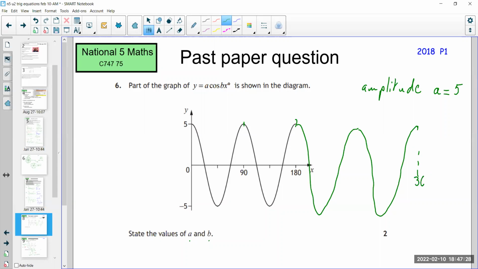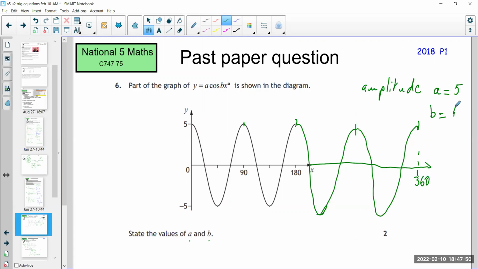So that is the B. That's how you find B. You imagine if you had 360, how many of the same pattern do I have within 360? And then you can just write B equals 4. And that's you scored 2 out of 2.